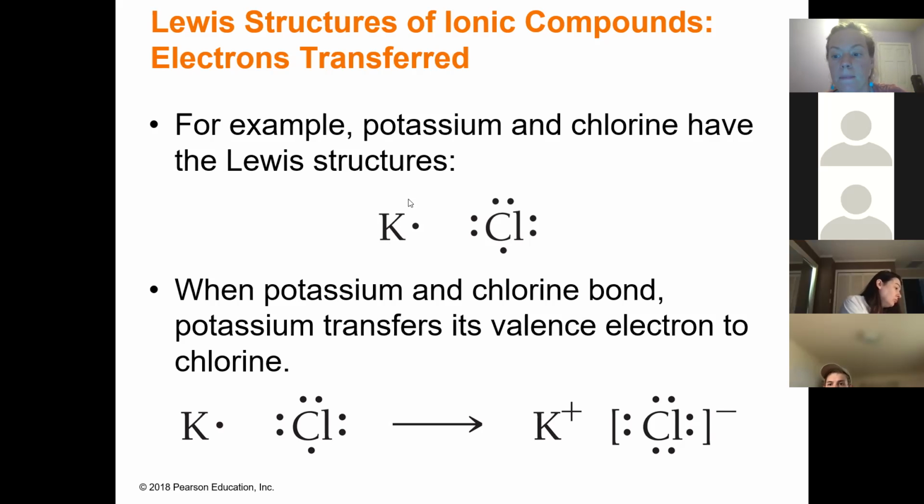So here's potassium, and potassium is in column 1, so it has 1 valence electron. Chlorine is in column 7, so it has 7 valence electrons. So what happens is this single electron from the potassium gets moved over to the chlorine. Now the potassium is down 1 electron, so we're going to give it a charge of plus.